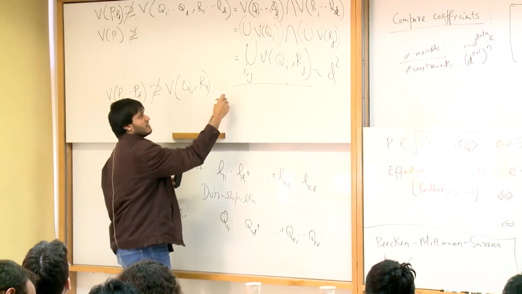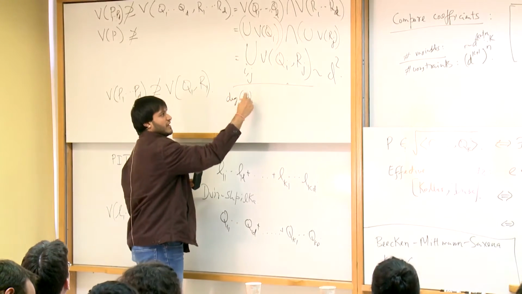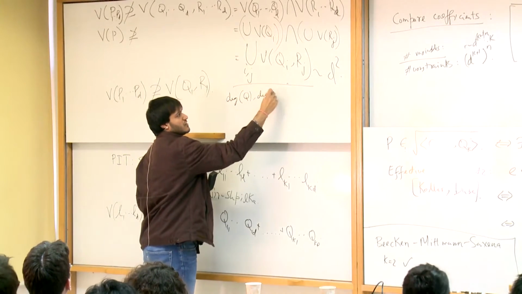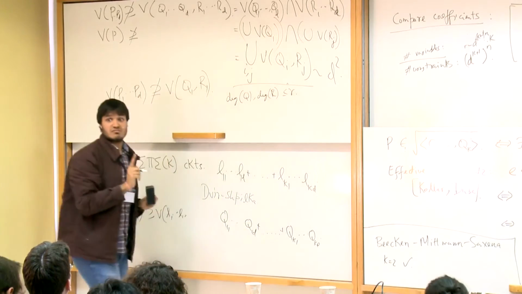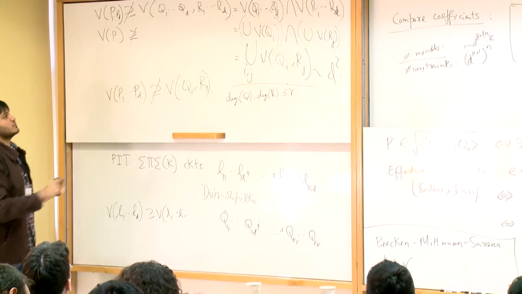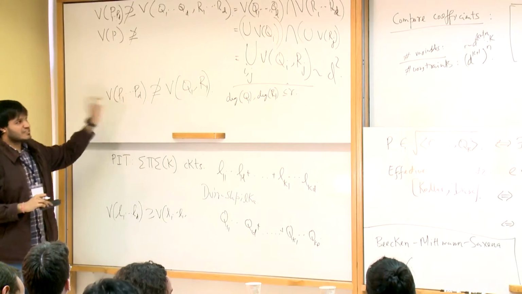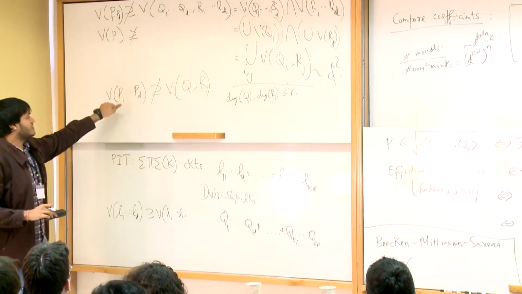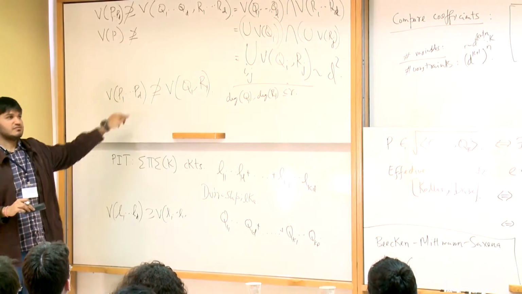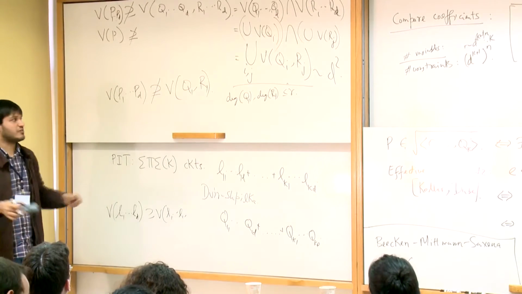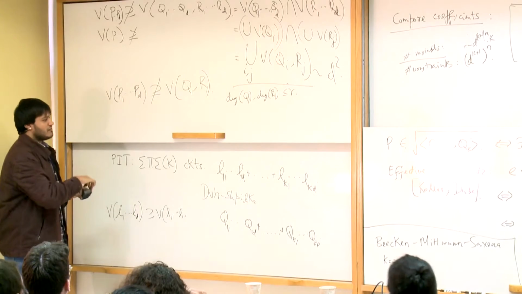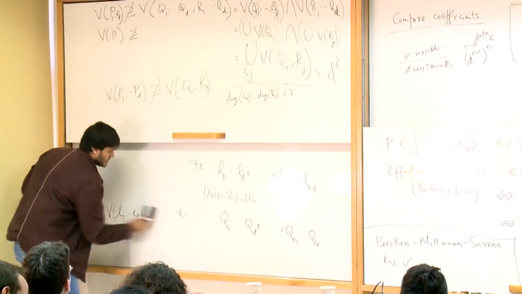Now note that the degree of Q and R is at most d. But still we cannot use that, because the degree of this is very high. So it's not clear, we will still be using a lot of things.